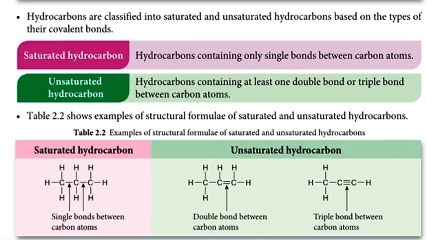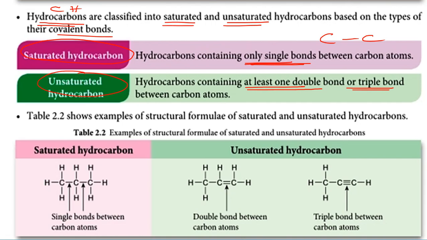So hydrocarbon, we focus on hydrocarbon that contains C and H only. Okay? They are classified again into saturated and unsaturated hydrocarbon, based on the types of their covalent bond. So saturated hydrocarbons contain only single bonds between the carbon atoms. Like that, single bond only. But unsaturated hydrocarbons contain at least one double bond or triple bond between their carbon atoms.